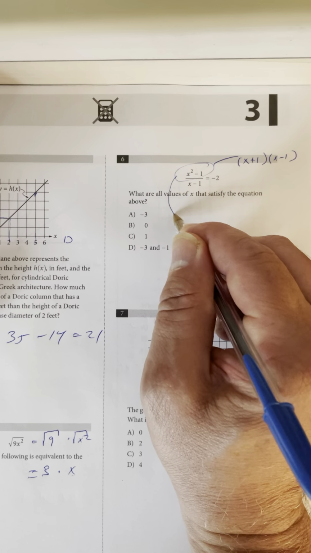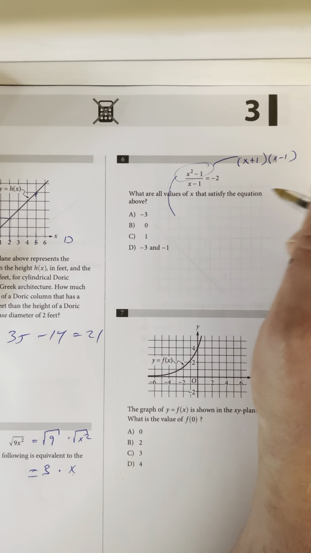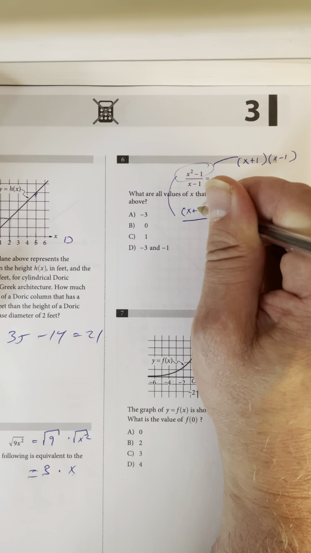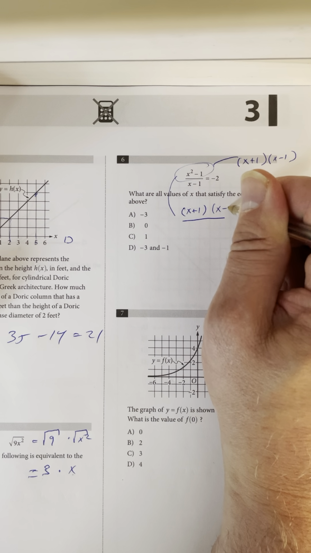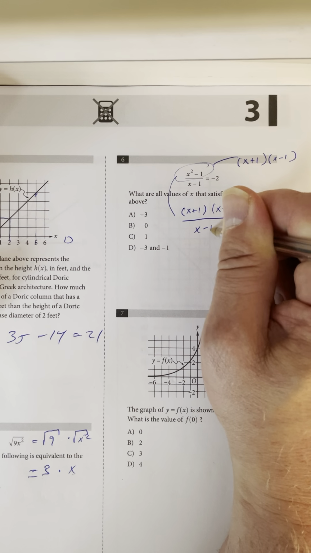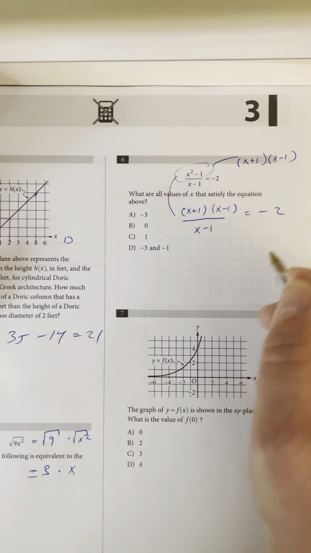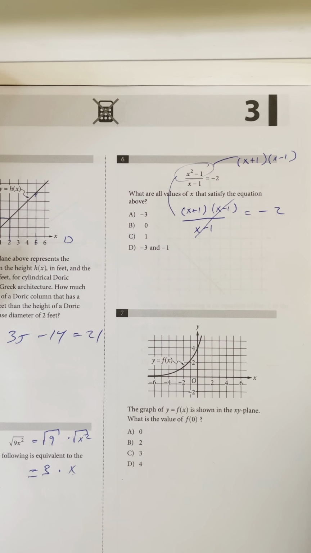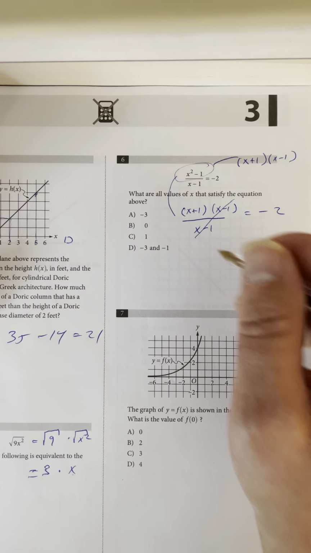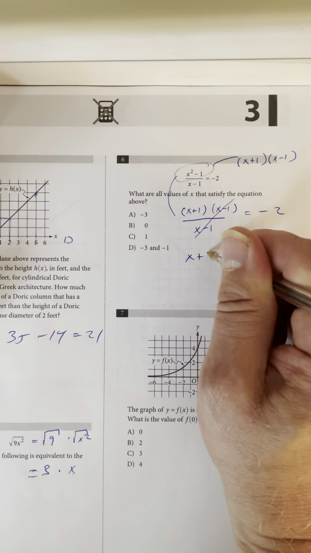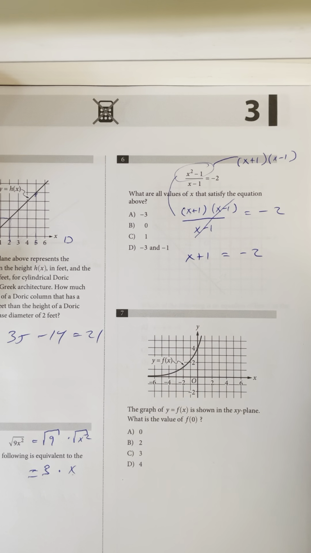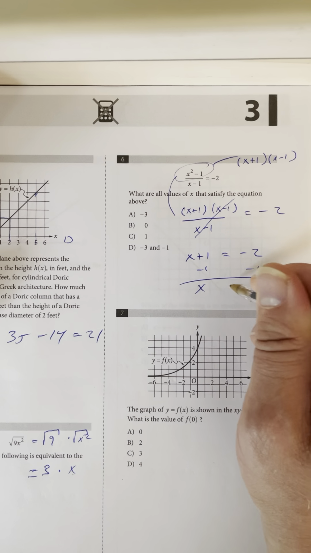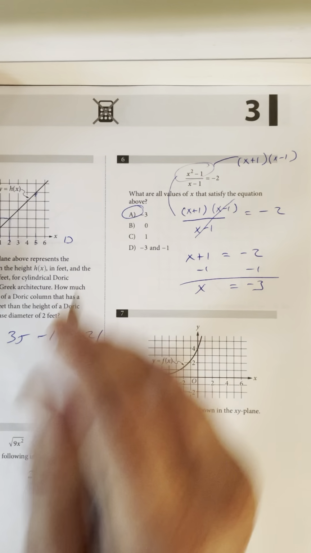Based on that, you can rewrite this: x plus 1 times x minus 1 over x minus 1 equals minus 2. And the x minus 1's cancel out. So that's how you simplify this, and you're left with x plus 1 equals minus 2. You're solving for x, so subtract 1 from both sides. X equals minus 3. Correct answer is A.